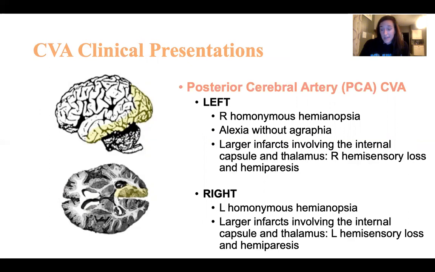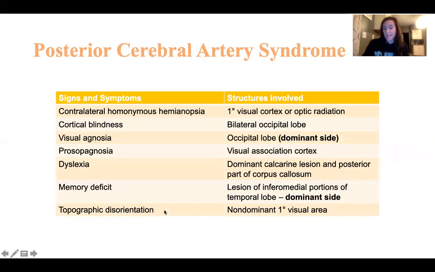Depending on the size of the infarct, if you'll remember, our PCA does innervate the lower part of our temporal lobe, and that's where a lot of our memory centers are, so we can see memory deficits. We'll also notice, when you look at the deeper structures of our PCA, that we do hit our corpus callosum. That's that big white highway right here. Those are the connecting fibers that help our right and left brains talk to one another, so we can have a breakdown there as well.